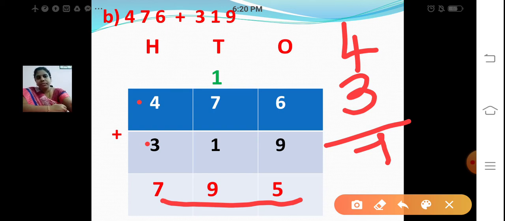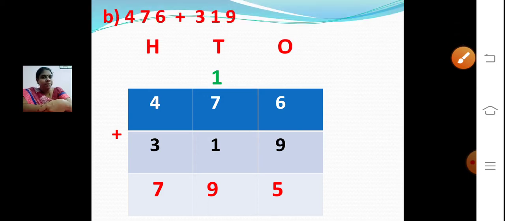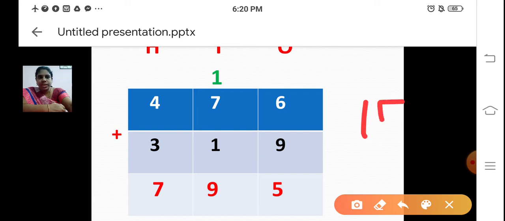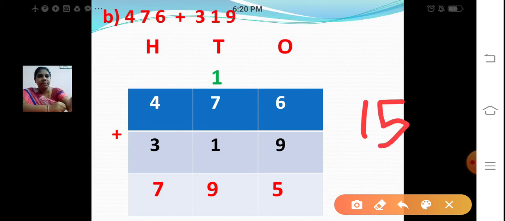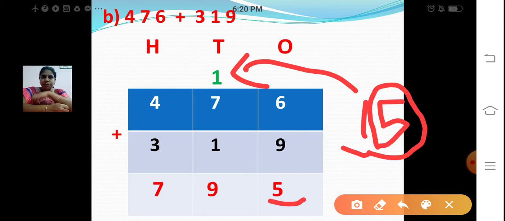795. So first what we have to do? We have to add the ones place. 6 plus 9 is 15. It's a two-digit number, right? You cannot write a two-digit number, right? So first I'm writing 5 in the ones place. This one I'm carrying over to the tens place. Now let's add the tens place. 1 plus 7, 8. 8 plus 1, 9. How many tens? 9 tens.